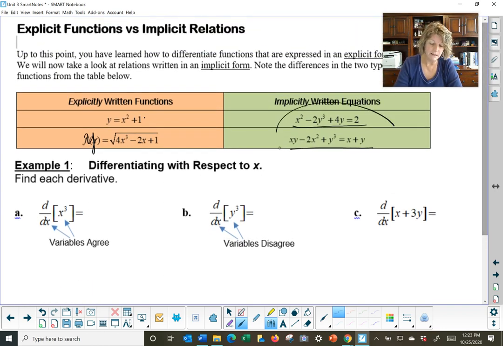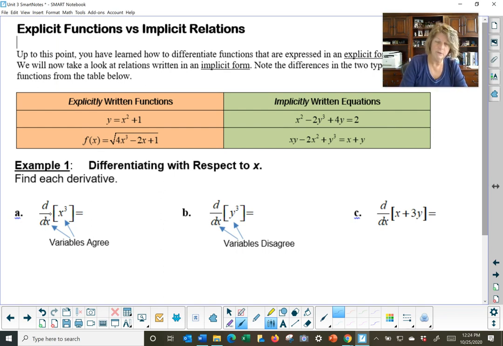So if I can't necessarily solve those for y, how do I take the derivative? We're used to going dy dx equals. Well, we can still do that. We just have to pay attention to what the variables are, and when they're not x, we have to do a little bit of extra work. So let's just look at example 1, differentiating with respect to x.